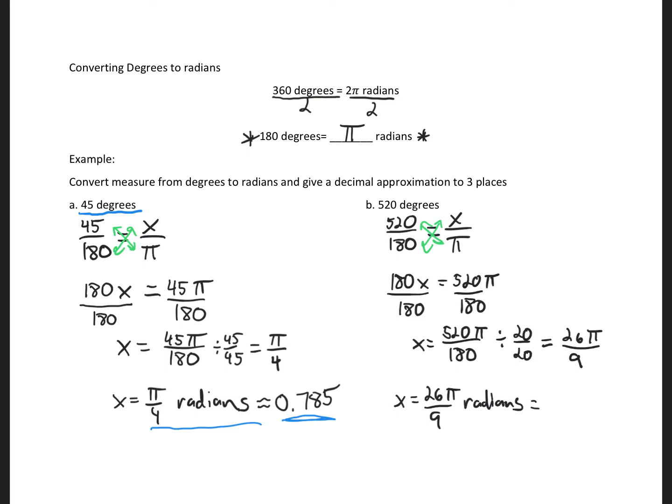And to use the TI-84 calculator, we want to do 26, then multiply that by pi. That will give you a number, which you divide by 9. The result will be 9.0757. So rounding that to 3 decimal places, the 7 next to the 5 is telling me to round that up. So 9.076 radians rounded to 3 decimal places.